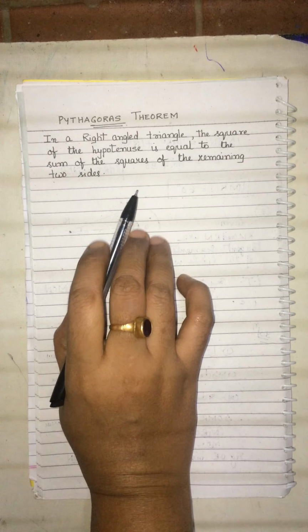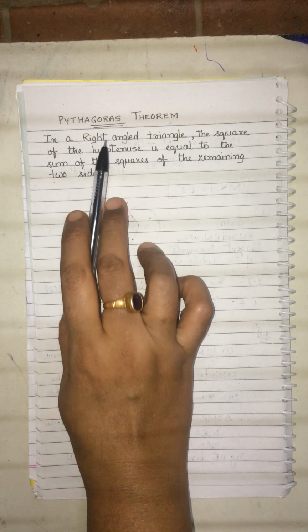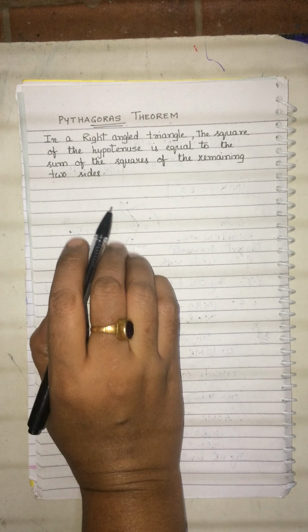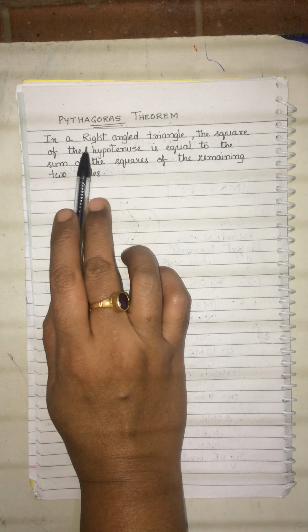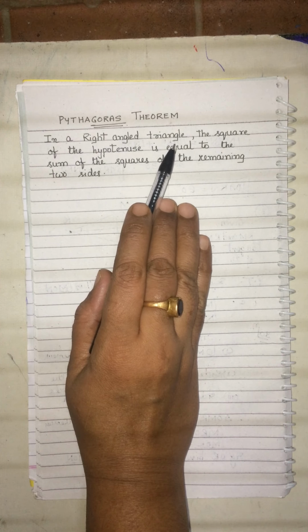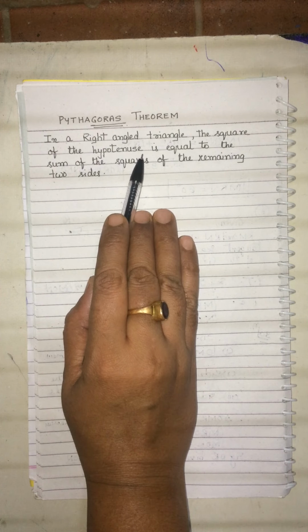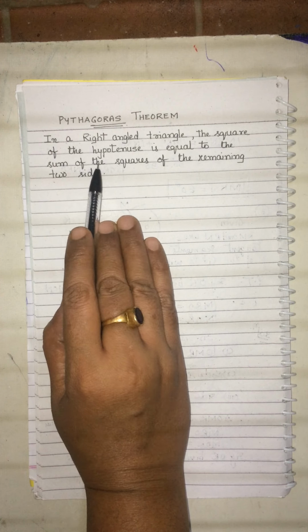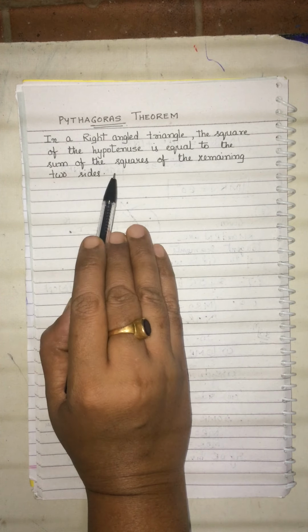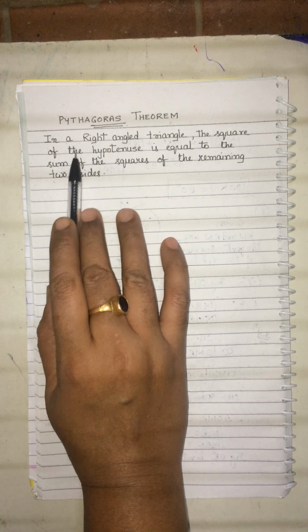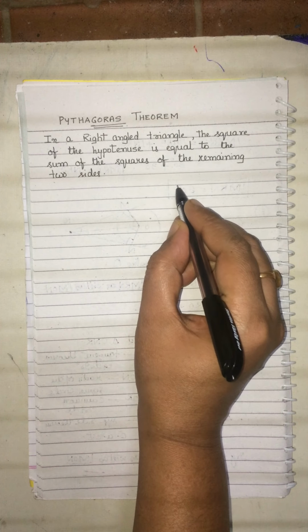Children, let us today do the sums related to Pythagoras theorem. And before doing the sums, let us understand what is Pythagoras theorem. In a right angle triangle, the square of the hypotenuse is equal to the sum of the squares of the remaining two sides. And what does this statement mean?